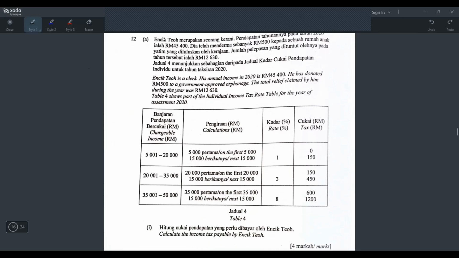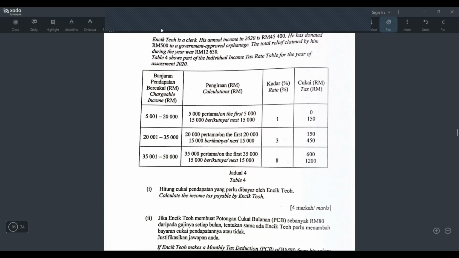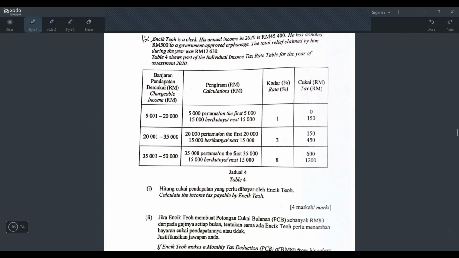Okay, number 12. I think this is cukai pendapatan, income tax. So let's read the question. Okay, number 12. Encik Teo is a clerk. His annual income is 45400. He has donated 500. Every time you do income tax, you always see donation. What is donation? The tax exemption, right? But it means you have to minus lah. And then to a government approved orphan, the total relief claimed by him is this. So this is the total relief.